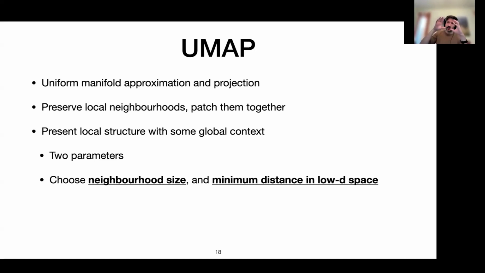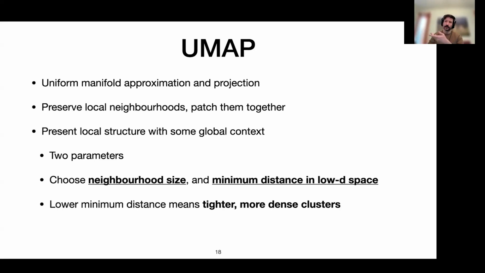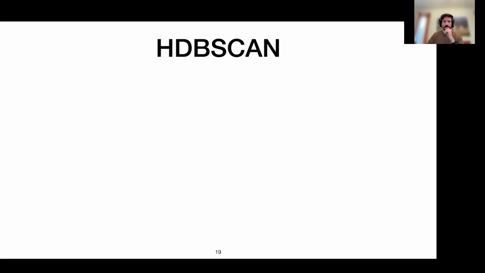You would take these points from the high dimensional space, build the neighborhoods, and then create a low dimensional representation that tries to be faithful to those neighborhoods, and you piece them all together. If you have a lower minimum distance, you get tighter and denser clusters, which is not so great for visualization, but it's good for automated clustering, which I'll get into later in the talk. The other benefit is we can reduce to an arbitrary number of dimensions. Most people work in 2D, but UMAP can work in like 10 dimensions if you really feel like it.